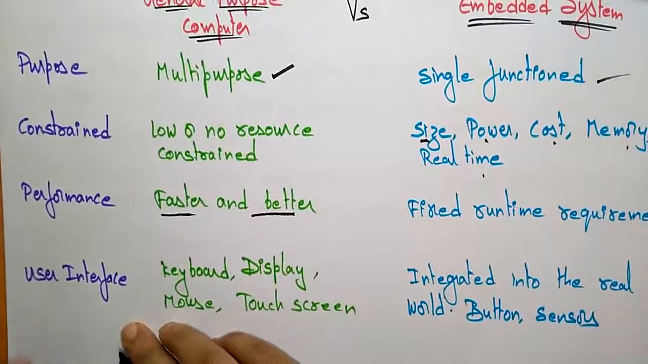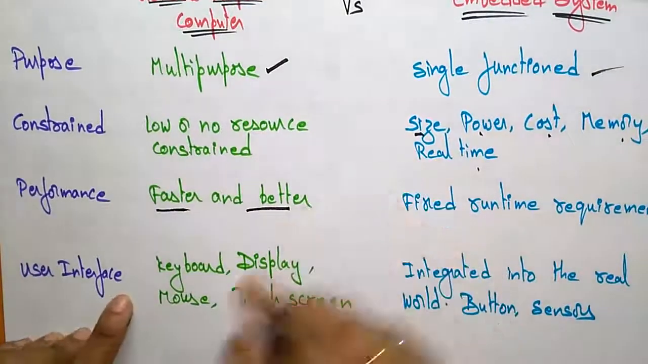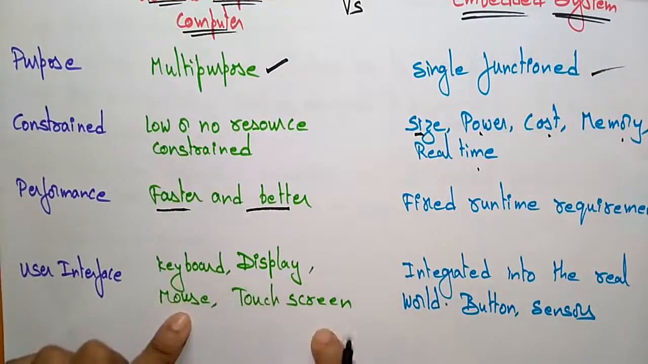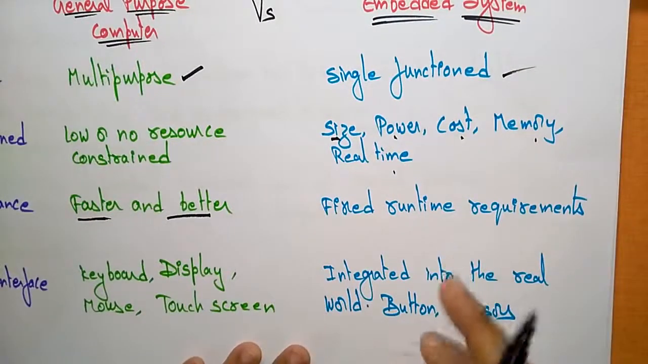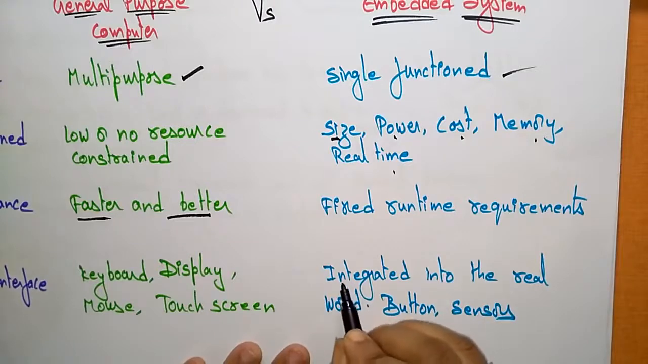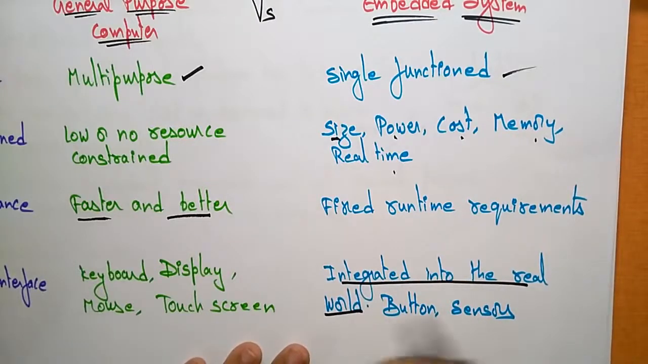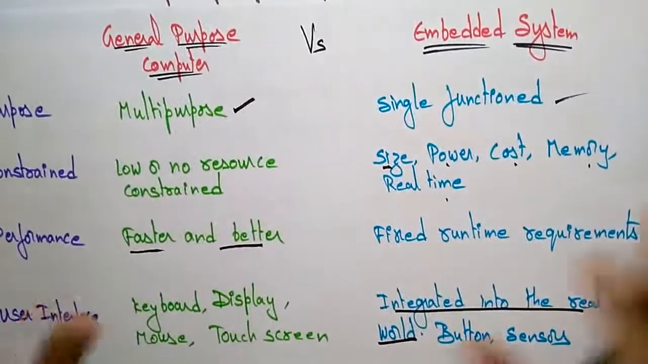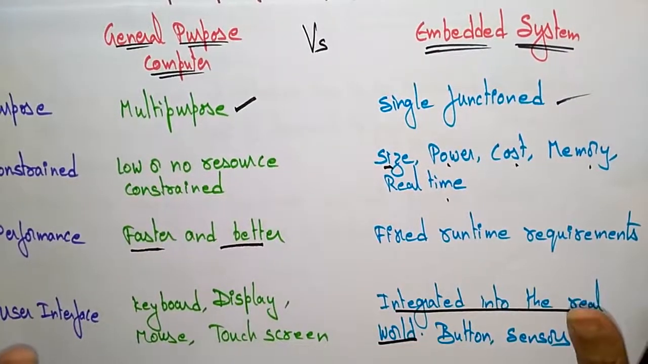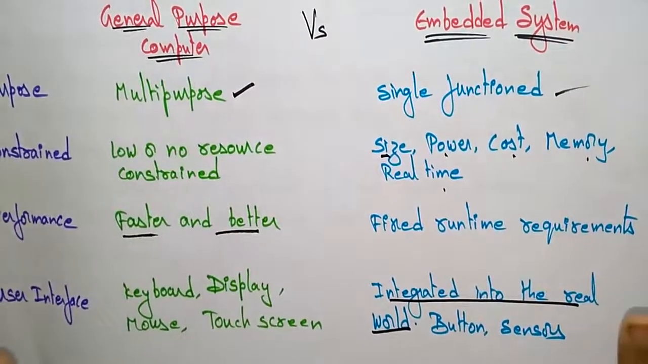And coming to user interfaces, general purpose computers use keyboards, display, mouse and touch screens. Whereas for embedded systems, the user interface is integrated into the real world, like buttons and sensors. And for output, it is just LEDs, LCDs, and even Bluetooth. So these are the differences between the general purpose computer and embedded systems. Thank you.